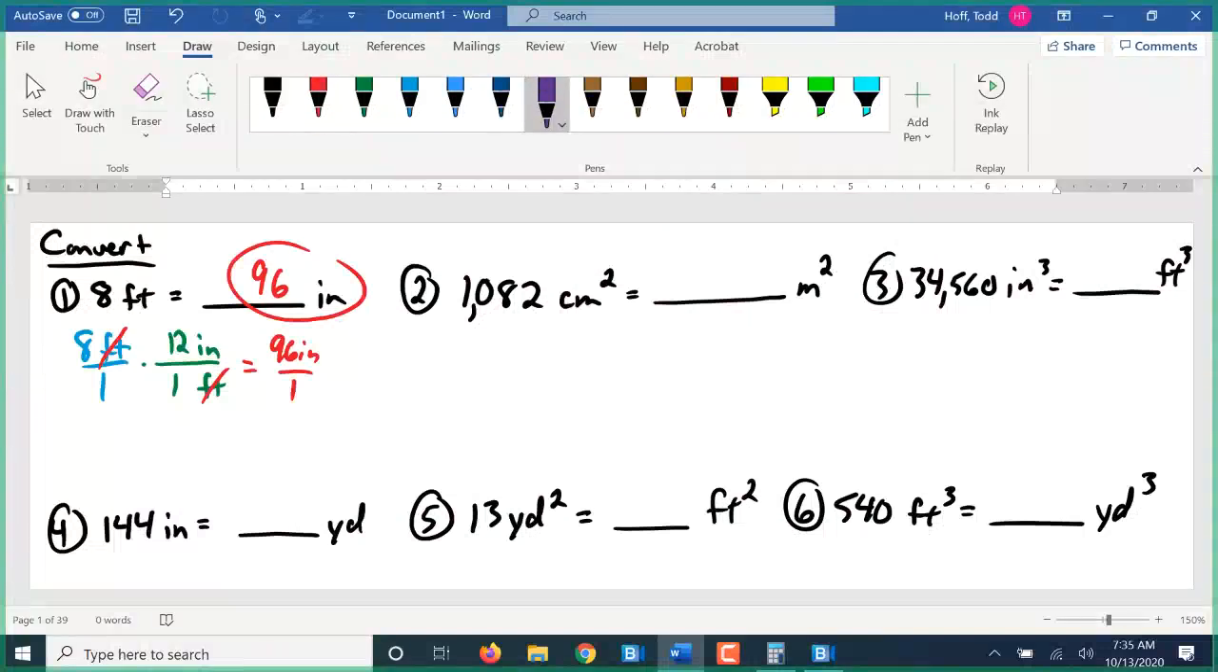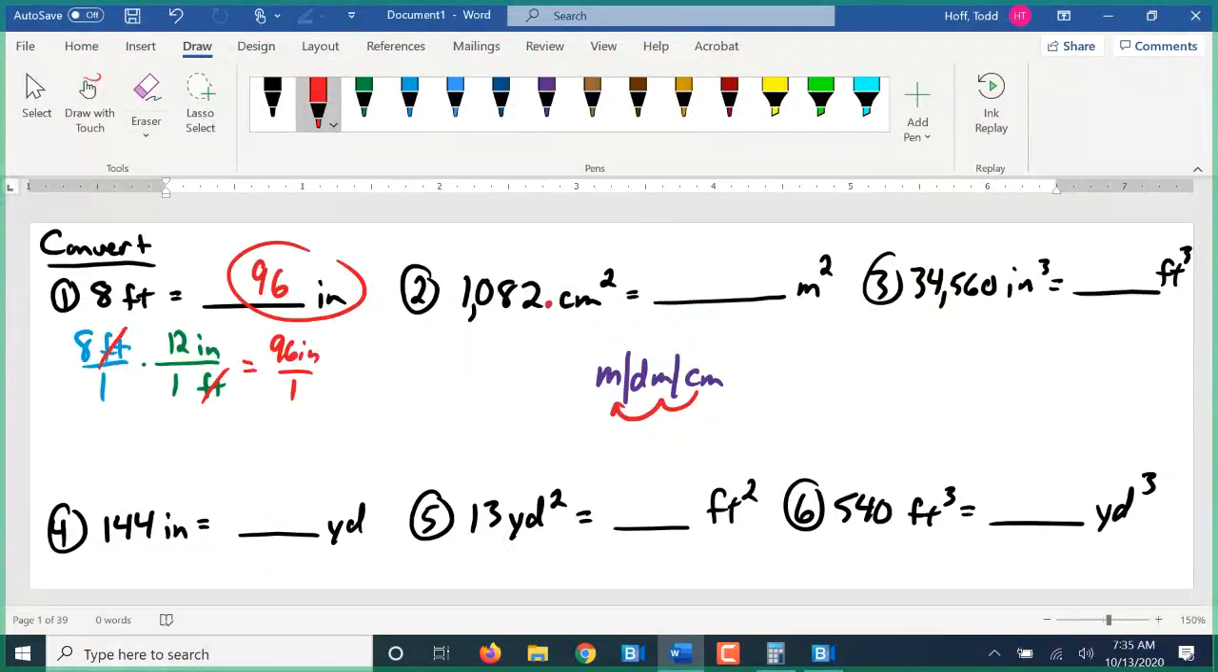For number two, 1,082 square centimeters going into square meters. We've got meters, decimeters, and centimeters. Going from centimeters to meters is 2 spots to the left. But since it's squared, each spot on the chart is 2 decimal places. So 2 spots to the left becomes 4 decimal places to the left.